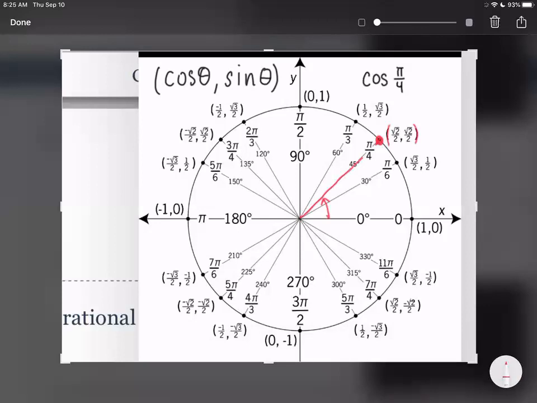Remember that cosine specifically is the x value, so we're going to completely ignore the y value. We're just going to take a look at this. Root 2 over 2 is cosine of pi over 4. So if they're asking for the cosine, you look for the x value. If they're asking for the sine, you look for the y value. I know this is just the first example, but right now, do you guys have any questions?